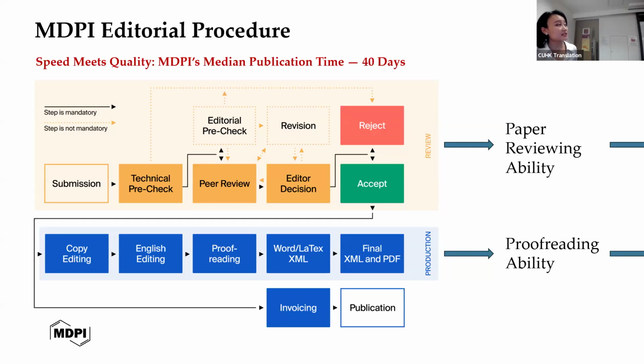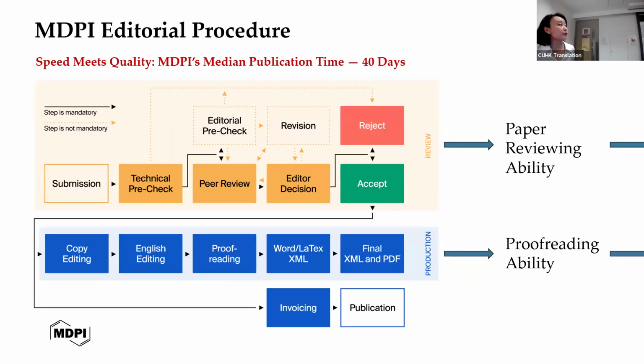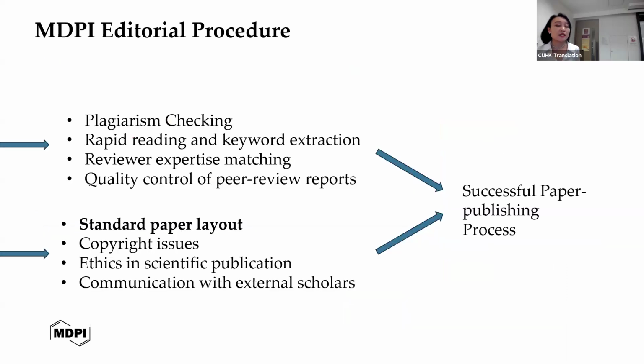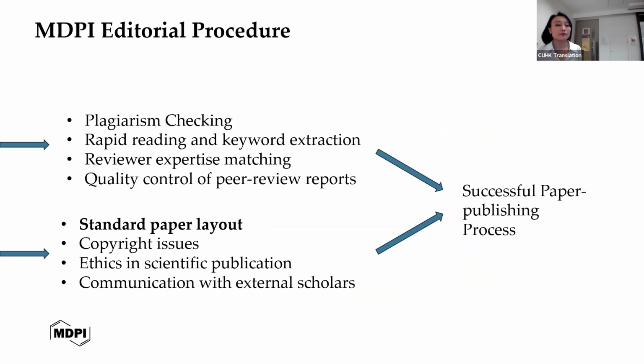So in this whole procedure of processing a paper, it requires 2 kinds of abilities. One is paper reviewing ability, and the other is proofreading ability as an in-house editor. So for the first part, paper reviewing ability, it requires the editors, first of all, to check if the paper has some problems about high reputation rate, and you also need to rapidly grasp the keywords and the key topic of the paper you are processing.